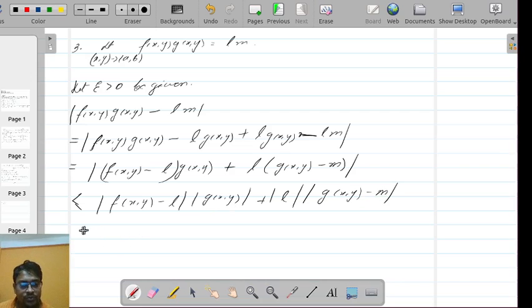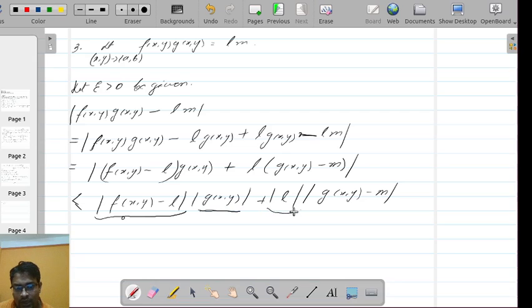Now our task is to make this particular quantity less than epsilon. Let us check which quantities we can make less than epsilon easily. This is mod of f of xy minus L. This can be made less than any given epsilon, epsilon by 2, epsilon by 3, anything, whatever we like, because the limit of f of xy is equal to L. This is already given to us, so we don't have to worry about this. We have to worry about this one. We have to worry about this g of xy term.